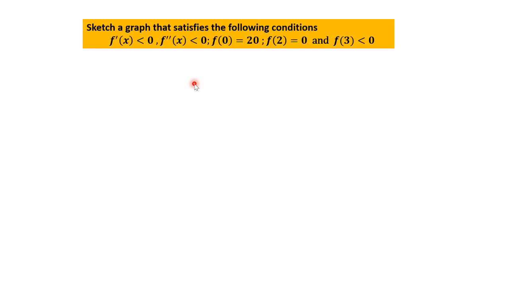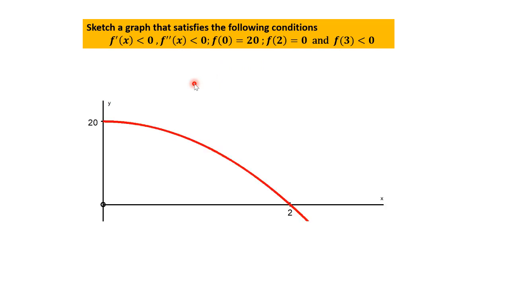Okay, you should have done that. Now, let's have a look at what my graph should look like. Okay, so let's start with the easy ones. When x is 0, y is 20. When x is 2, y is 0. And when x is 3, it is below the y-axis. That's all I'm interested in.